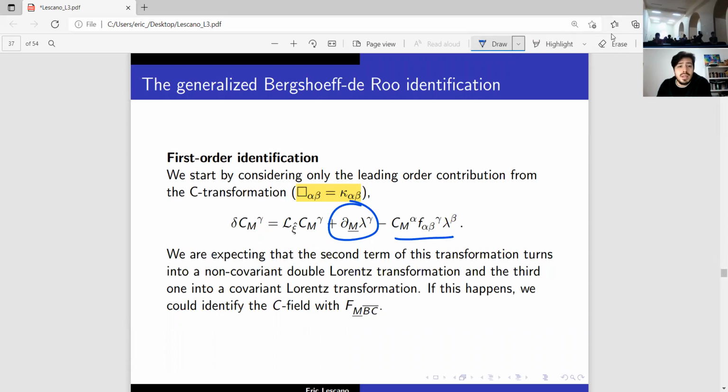And we are expecting that the second term of this transformation turns into a non-covariant double Lorentz transformation, and the third one into a covariant Lorentz transformation. This should be the covariant part, and this should be the non-covariant part. So if this happens, we could identify the C field or the A field to this order as exactly the same, the C field or the A field with a component of the fluxes. This is what we want.